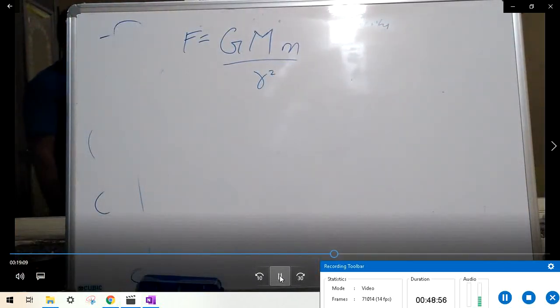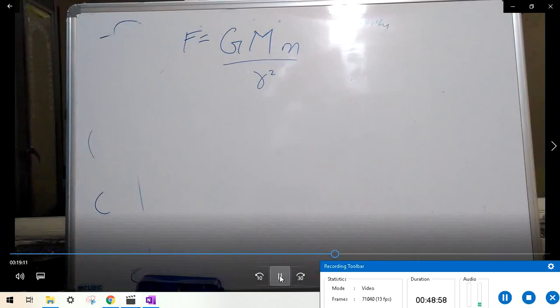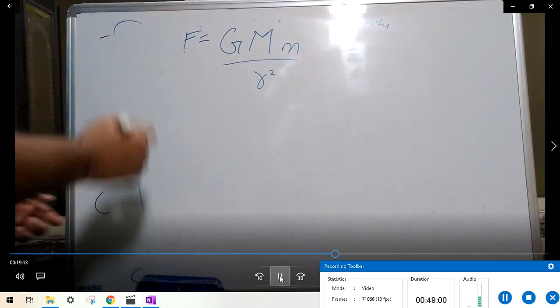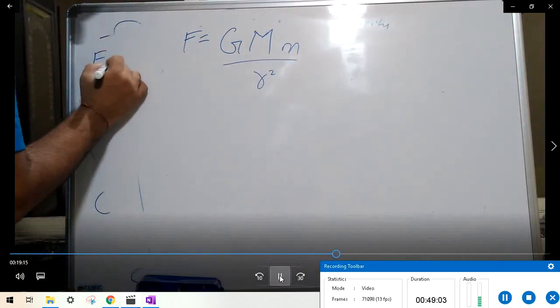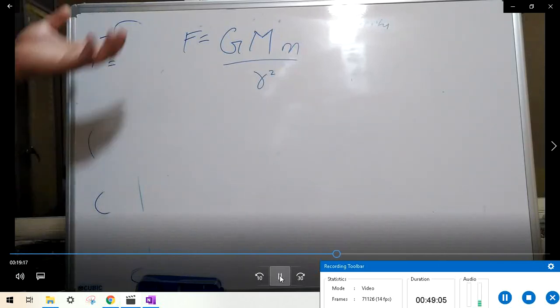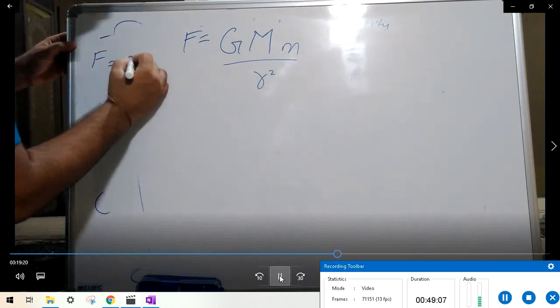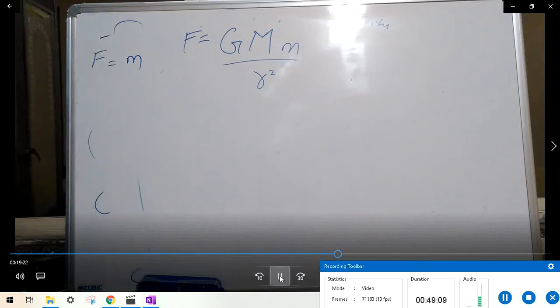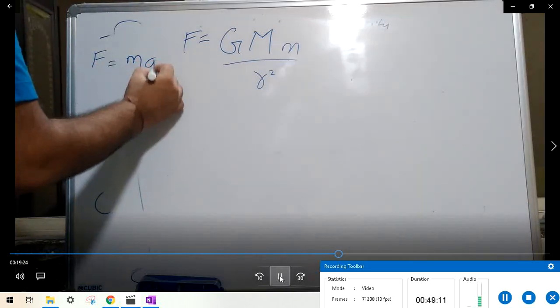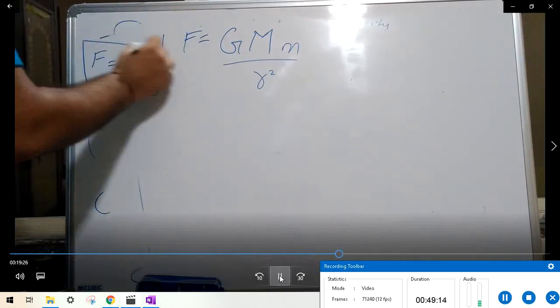So what we will try to do is, in simple terms, we know that for an object of mass tiny m, the force applied by earth on that object is equal to m into g, right? We all know this.